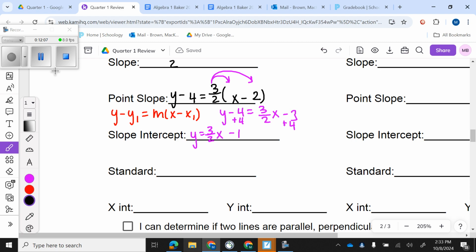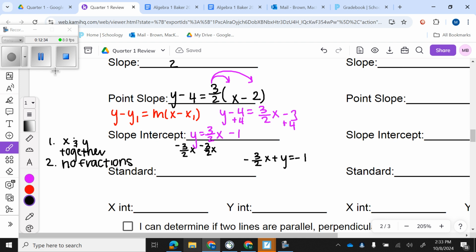Okay, to get to standard form, two things. X and y have to be together. And number 2, no fractions. All right, so the first thing I'm going to do is I'm going to move this 3/2. I'm going to move it by subtracting it. And when I rewrite this, I'm going to have a -3/2x plus y equals -1 because I can't put those together.